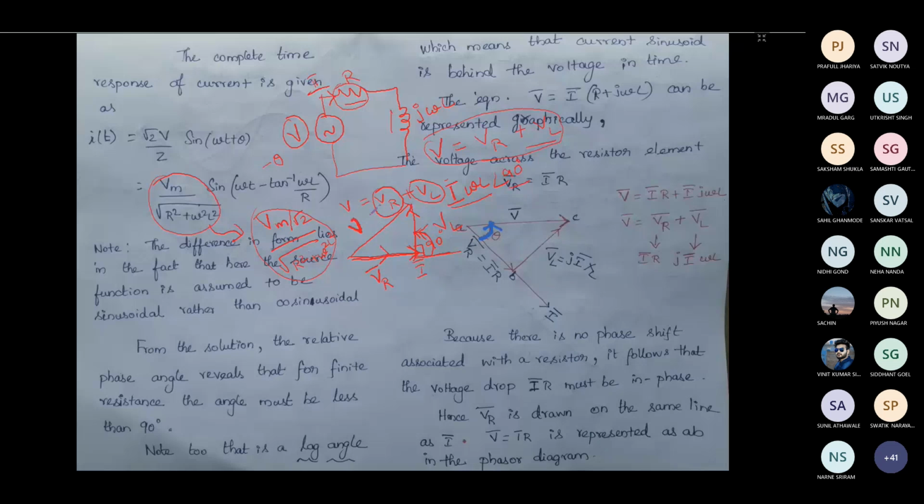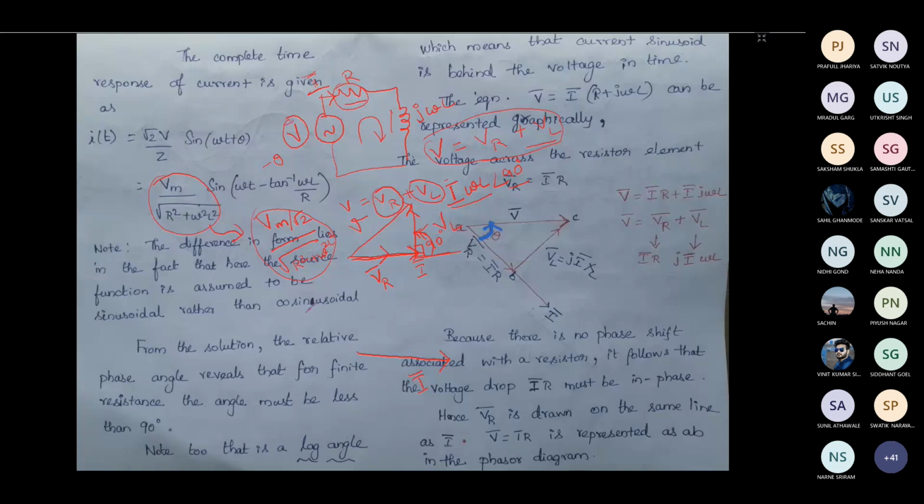So what we have done, we have taken I as a reference first. Why have we taken I as reference? Because that is the common parameter which is available in the circuit for all the elements. The same current is flowing in all the elements: voltage source, resistor and inductor. So now this is the I phasor, which you represent as a phasor, that is easier to understand.